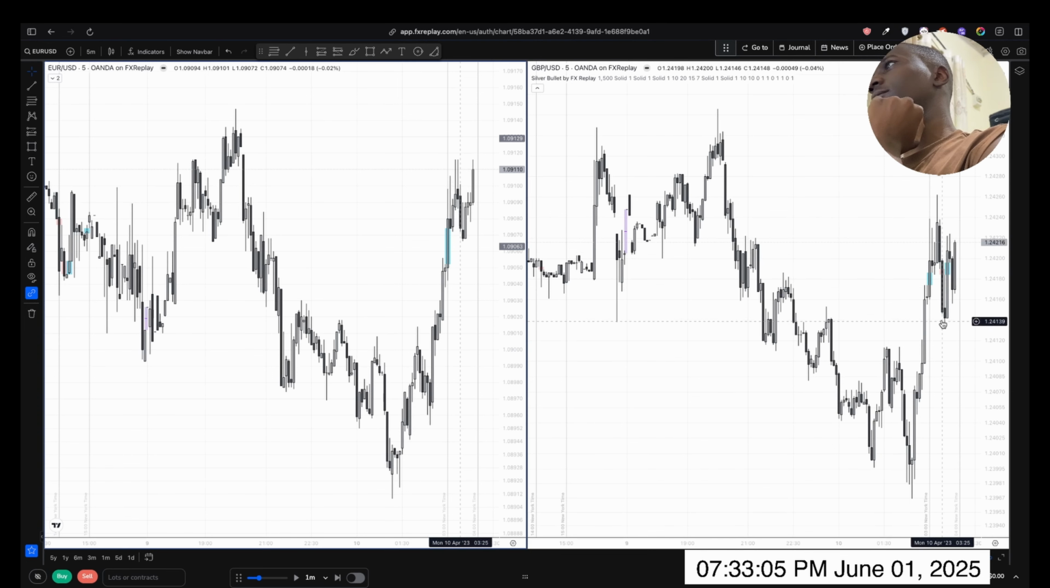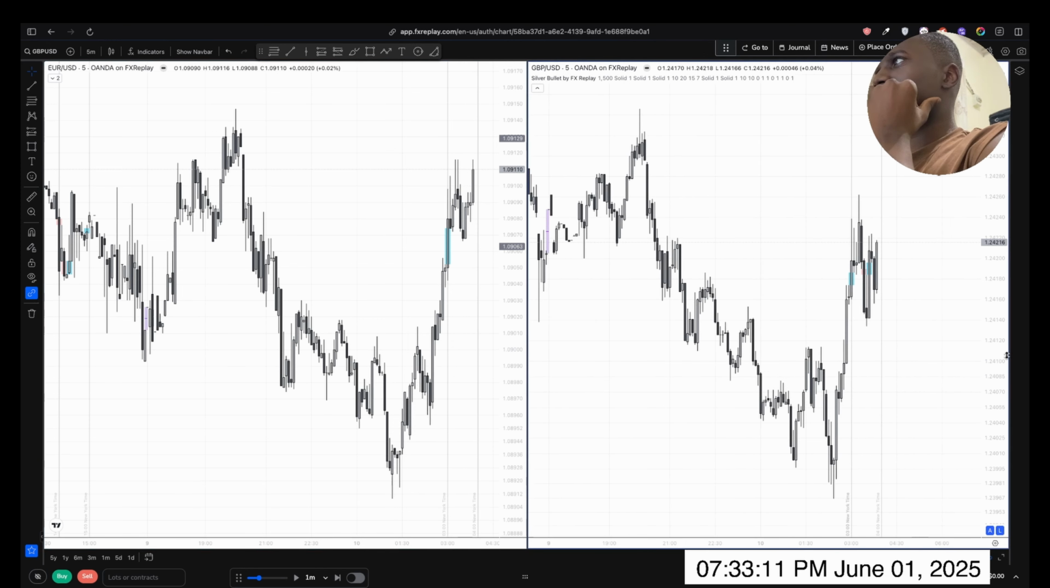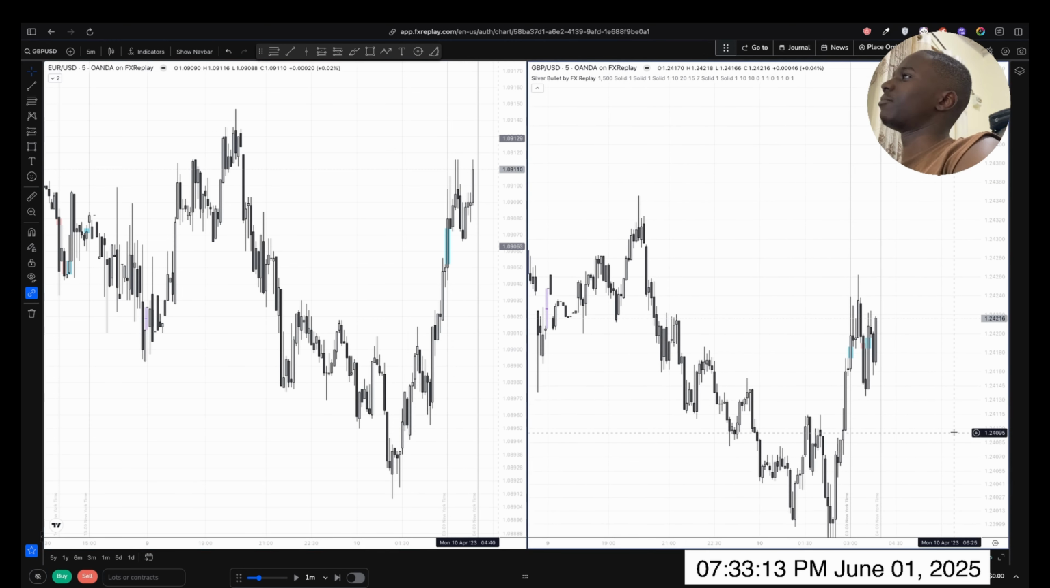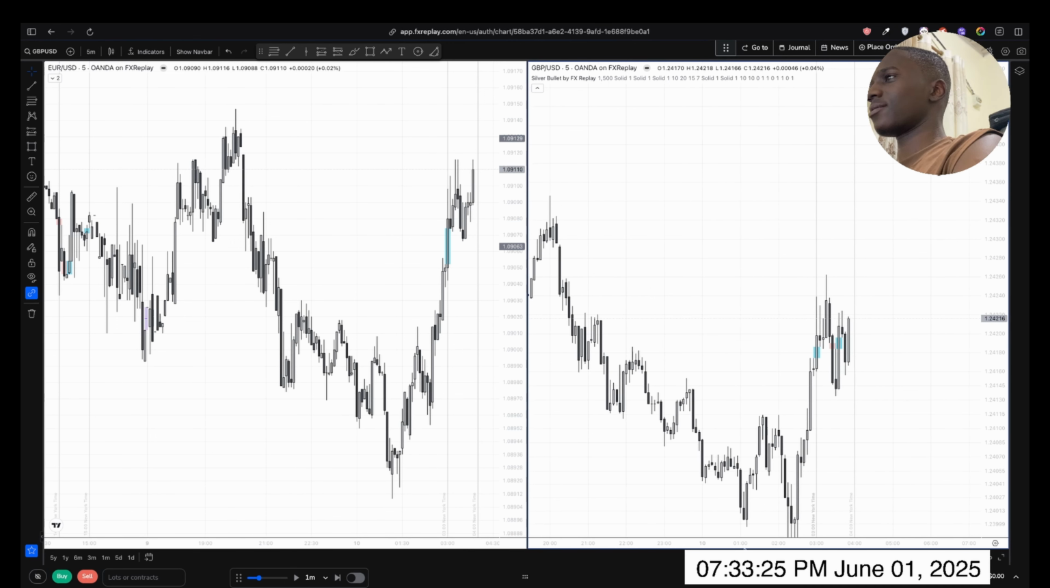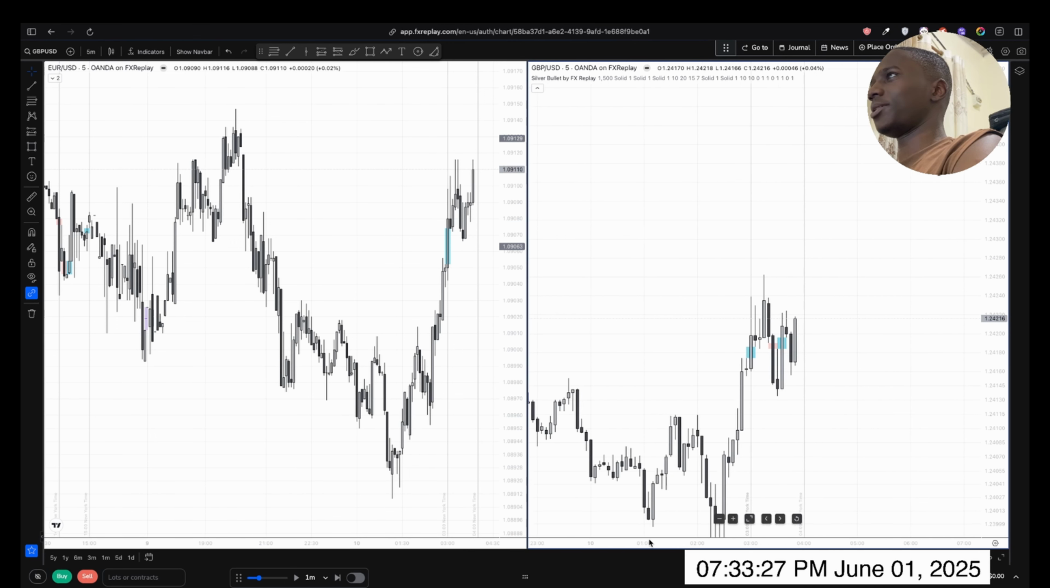So you can see that we're respecting this fair value gap right here at this shift structure, which means I expect some expansion to the upwards and maybe target these highs right here. It's Monday, and yeah, I think this would give us enough confirmations.